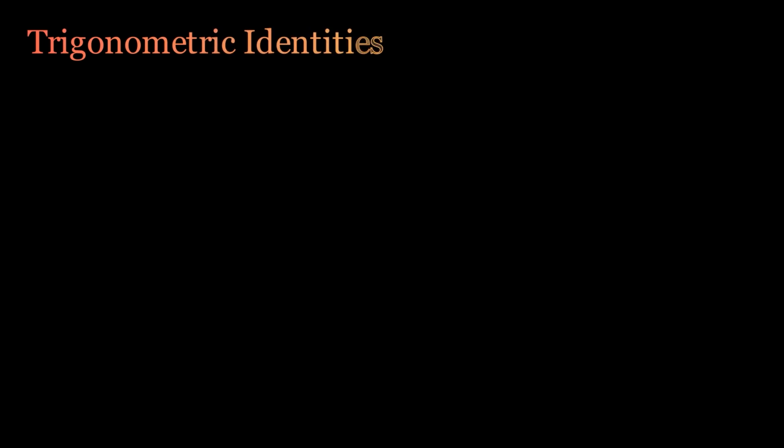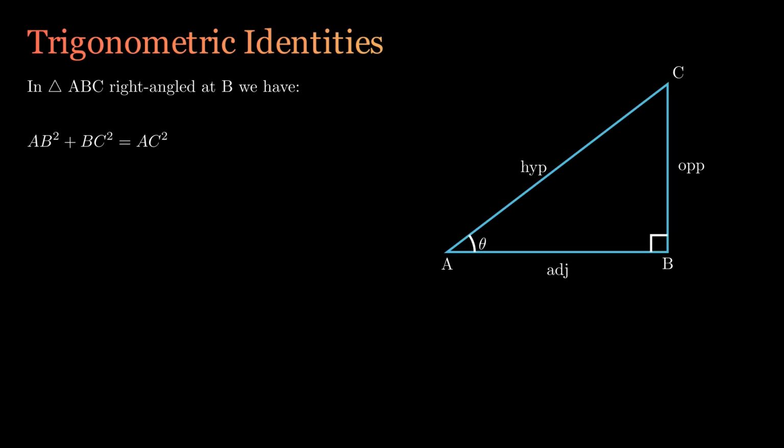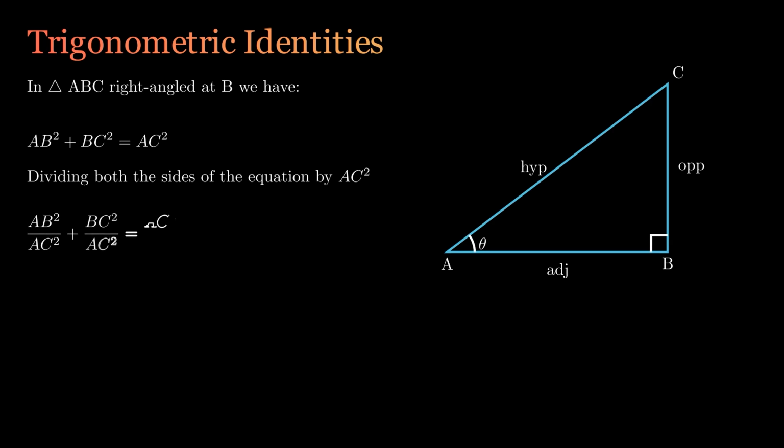The most important trigonometric identities. We can also call this Pythagorean trigonometric identities. I've taken a right angle triangle ABC, which is right angled at angle B, and let's call angle A as angle theta. Right? I have indicated the opposite, adjacent, and hypotenuse in this diagram. By Pythagoras theorem, AB square plus BC square is equal to AC square. Let's divide both sides of this equation by AC square. What do we get? AB square divided by AC square plus BC square divided by AC square is equal to AC square divided by AC square.